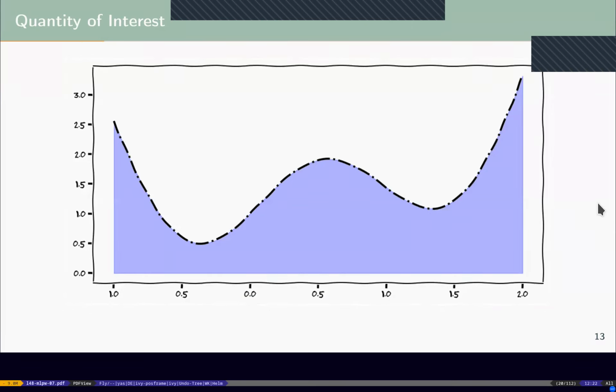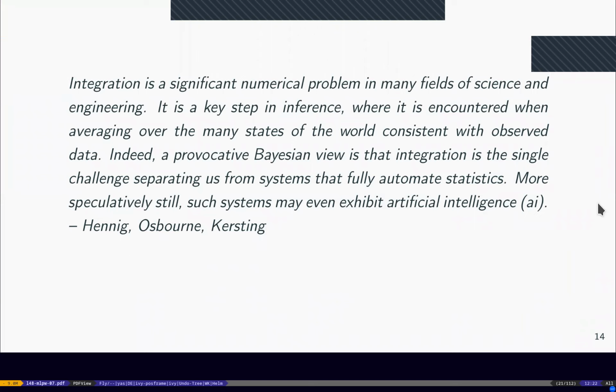Good. So the quantity of interest that we're going to talk about specifically today is the integral of a function, right? Okay. So now another statement, I just think this one's quite funny. Integration is a scientific numerical problem in many fields of science and engineering. It's a key step in inference where it is encountered when averaging over the many states of the world consistent with observed data. Indeed, a provocative Bayesian view is that integration is the single challenge separating us from systems that fully automate statistics. More speculatively still, such systems may even exhibit artificial intelligence.